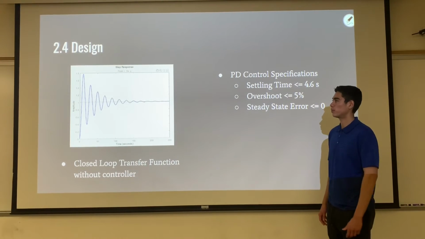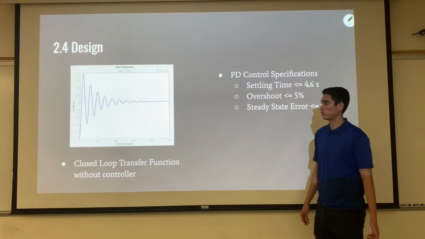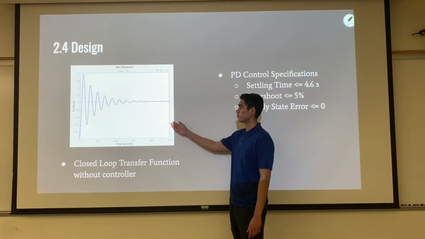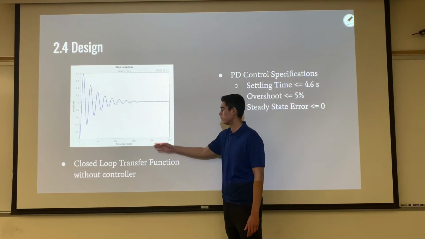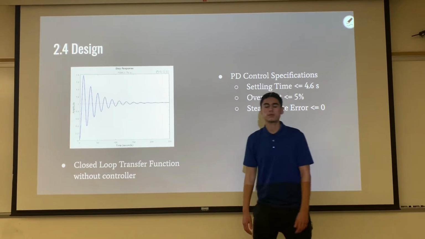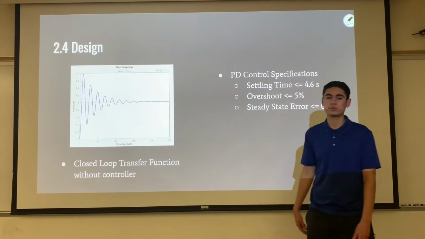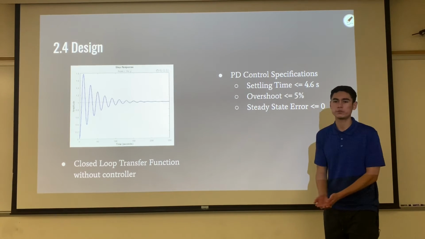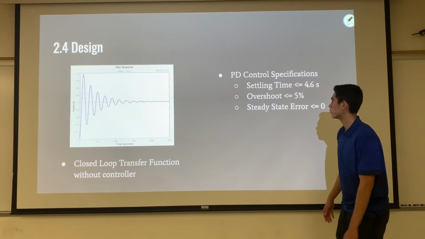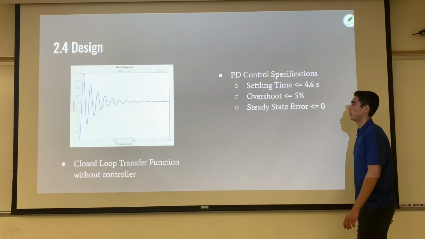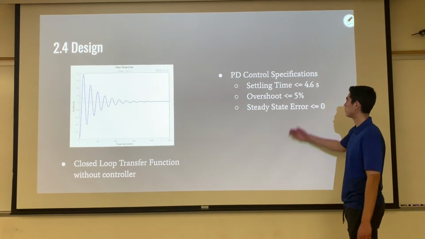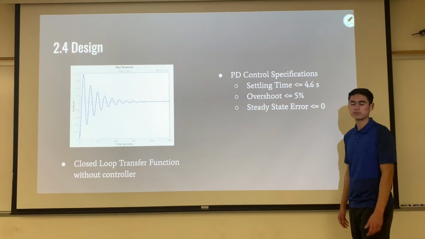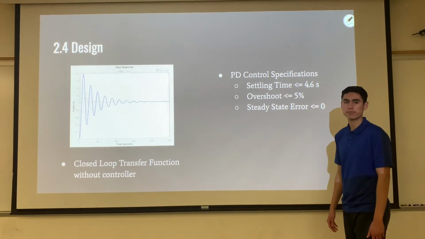In order to implement a proper design, we first looked at the step response of the closed loop system without a controller. As you can see from the step response, the settling time is extremely large, over 200 seconds. The system also has very high oscillations, which would not be viable for a UAV. We would want to reduce the settling time, and we would want to reduce overshoot for this situation. So we ended up deciding to use a PD control. Our specifications would be settling time less than 4.6 seconds, overshoot less than 5%, and a steady state error of less than or equal to 0.